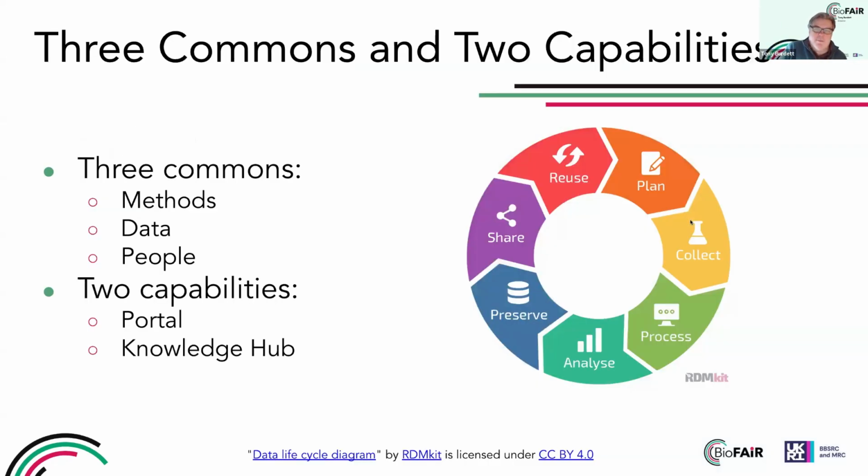So this is what we're really trying to build. We're trying to think about three commons, and two additional capabilities: the methods, data, and people commons, and then we're thinking about these two major capabilities as a portal and a knowledge hub that will grow and deliver over time. And we really think about delivering that across the full data lifecycle.